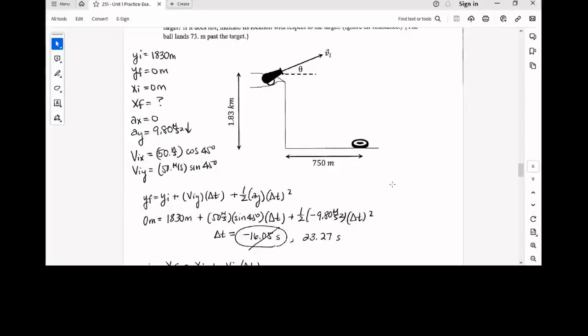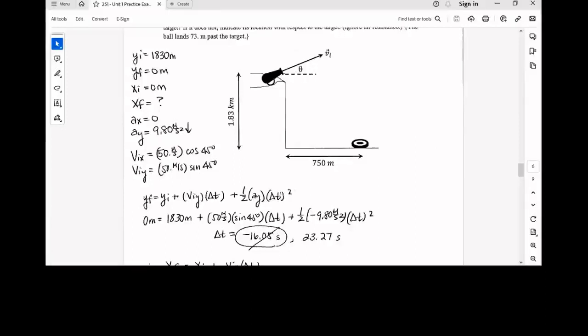You know it will happen eventually, but what we don't know is whether it's going to land right on top of that target. I have a launch angle of 45 degrees. So V initial x and V initial y are going to be the same value, at least in terms of magnitude in this case. So 50 meters per second times the cosine of 45 degrees is V initial x. 50 meters per second times sine 45 degrees is V initial y.